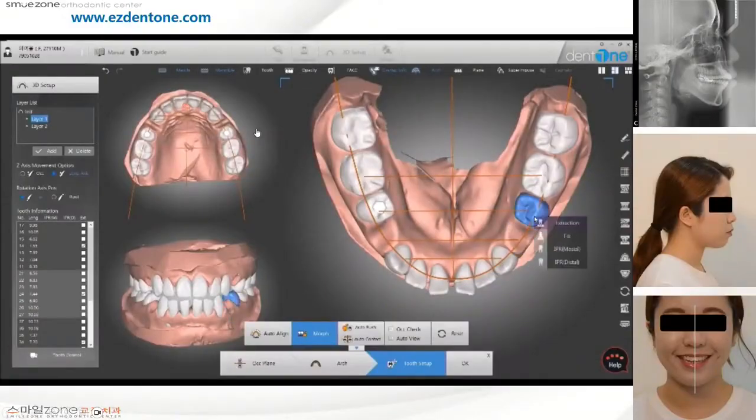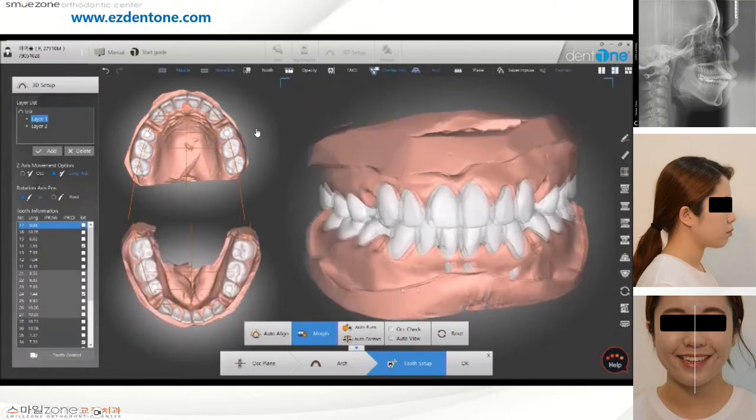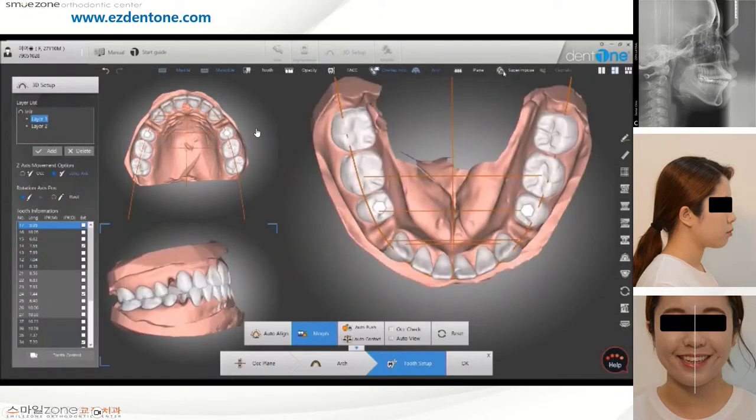EZDent1, это южнокорейский сайт, южнокорейская компания, там есть это программное обеспечение в бесплатном доступе, и вы можете здесь задать, что вы удаляете премоляры, как бы вы хотели, чтобы выглядело, как проходила дуга, и тем самым программа автоматически покажет, как выровняются зубы и сколько места необходимо будет для решения вот этой скученности и изменения положения резцов.